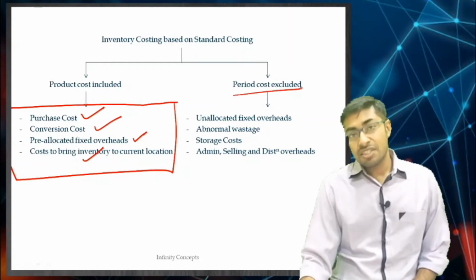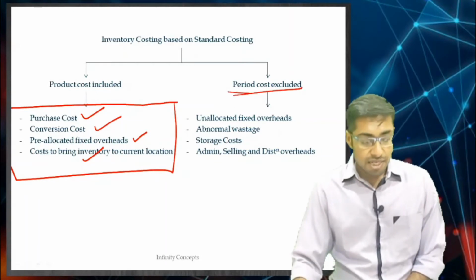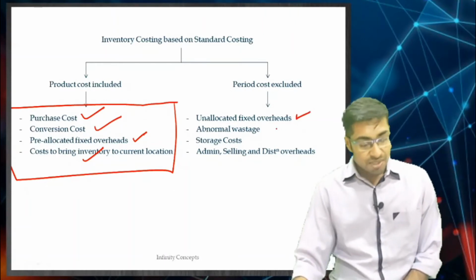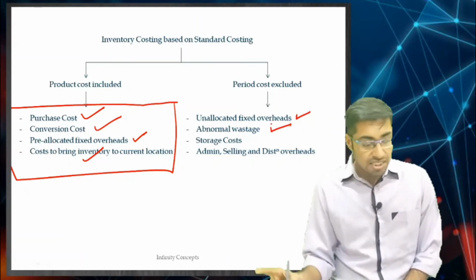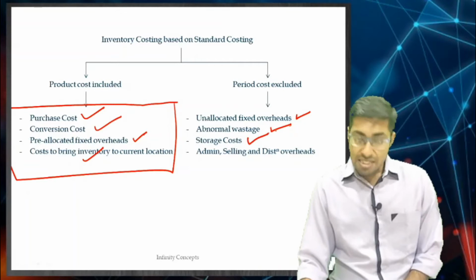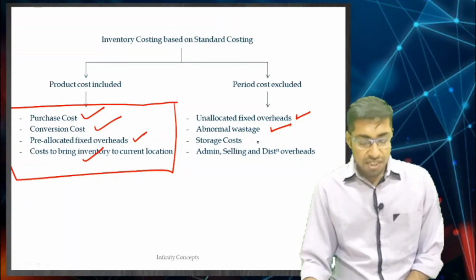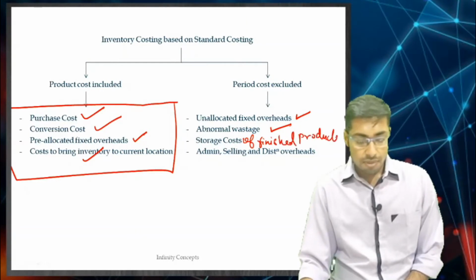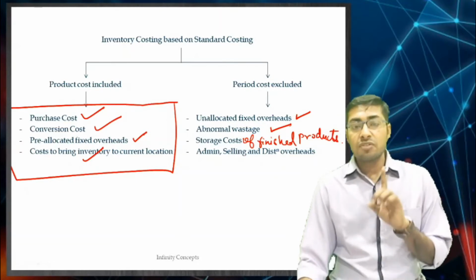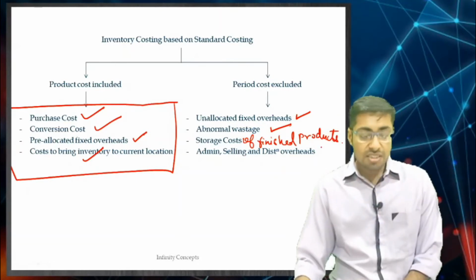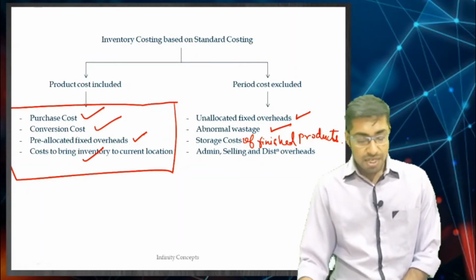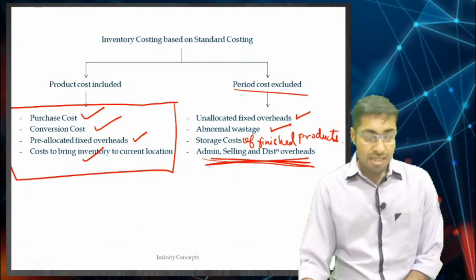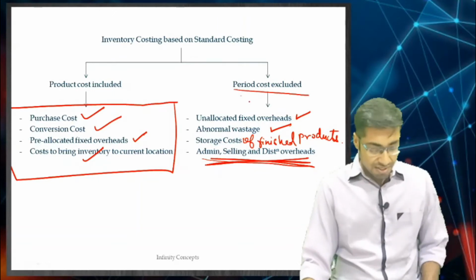Now, what are the period costs which will be excluded? The period cost which gets excluded is unallocated fixed overheads, abnormal wastage, and storage cost will also be excluded. Storage of finished products will be excluded, while storage of raw materials will be included. Only finished products storage is excluded. And admin, selling and distribution overheads will also be excluded. So, these are the period costs which will be excluded. Fine, we will move ahead.